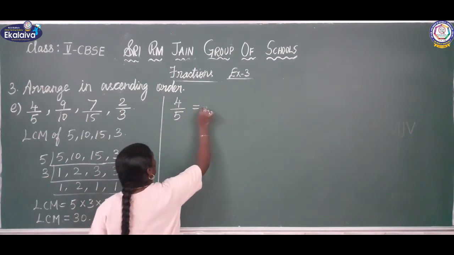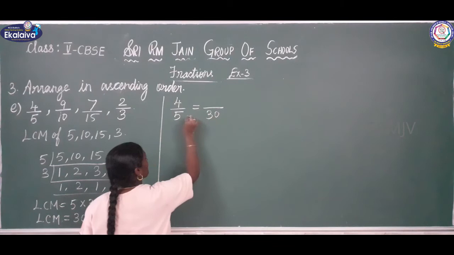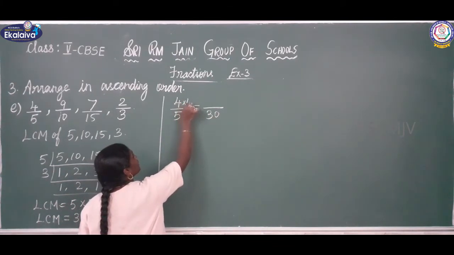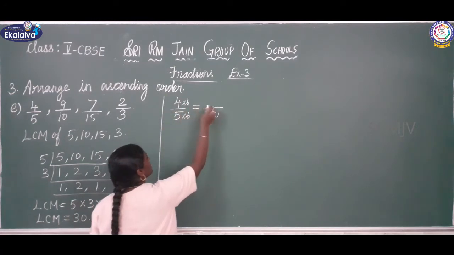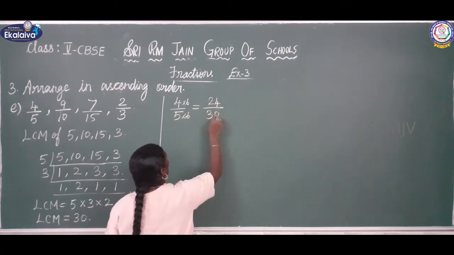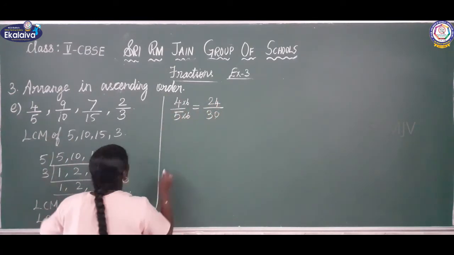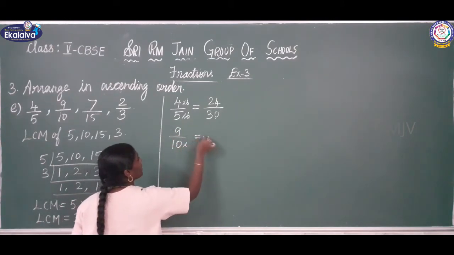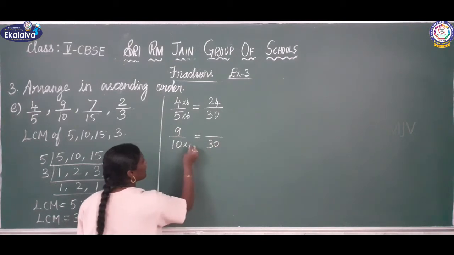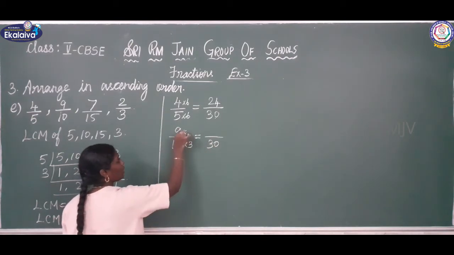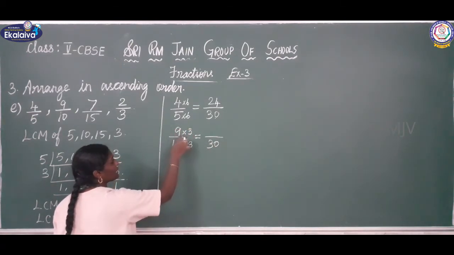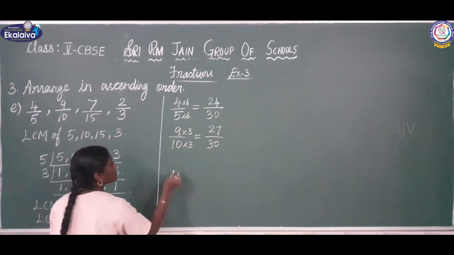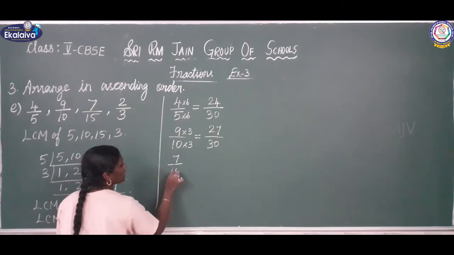In 5 table, when you will get 30, 5 6s are 30. So we have to multiply the numerator by 6. 4 6s are 24. 24 by 30. Then the second one is 9 by 10. Here in 10 table, when you will get 30, 10 3s are 30. So we have to multiply the numerator by 3. 9 3s are 27. Then the third one is 7 by 15.